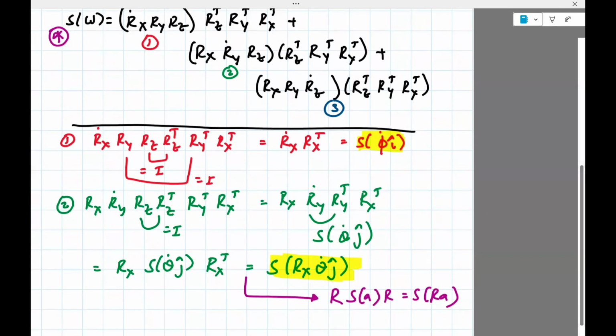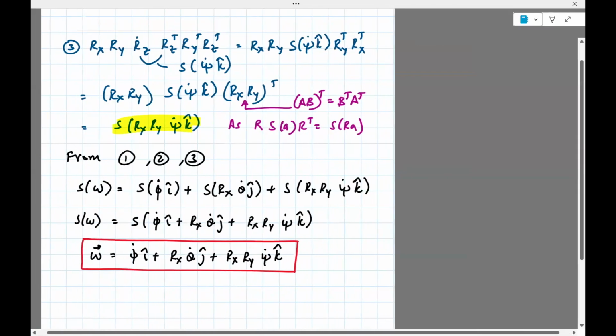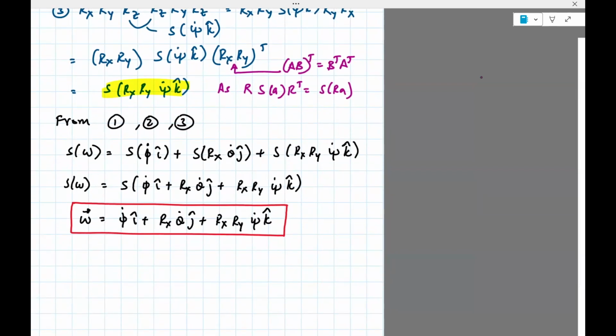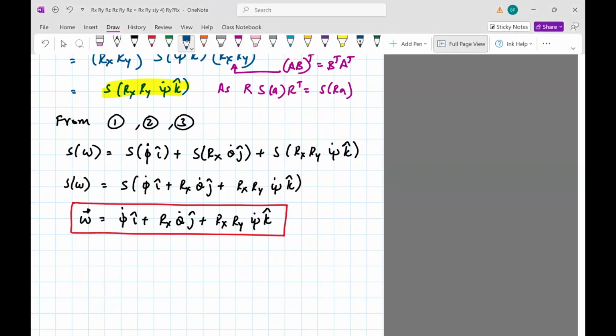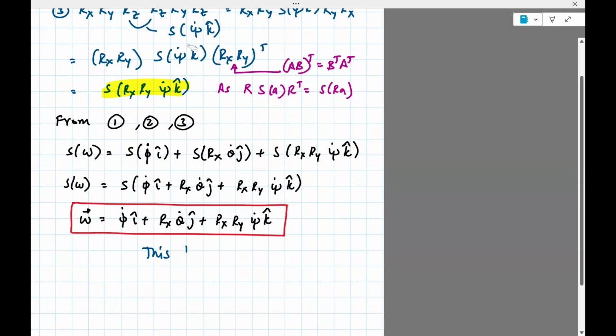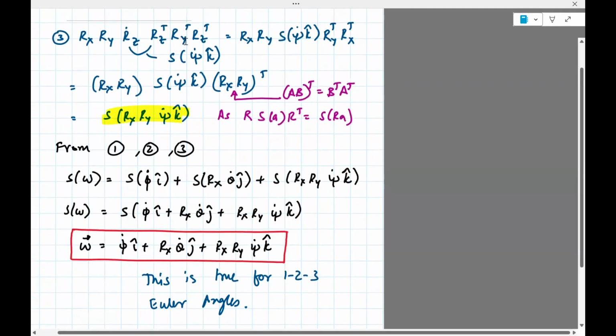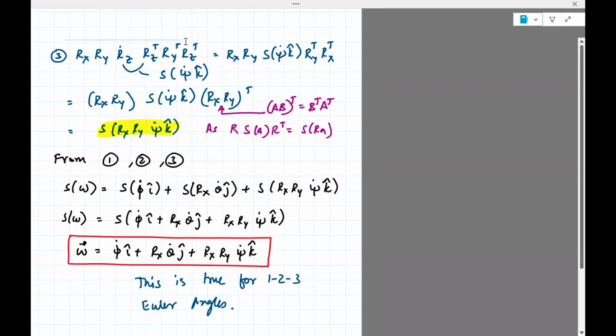But what comes out of this, after doing all the math, is that omega, which is the angular speed related to r dot, is this expression: phi dot I plus rx times theta dot j plus rx ry psi dot k. And the note here is that this is only true for 1, 2, 3 Euler angles. This is not true for any other representation, because you need to go through the whole derivation. This derivation would take me like 15-20 minutes to do.